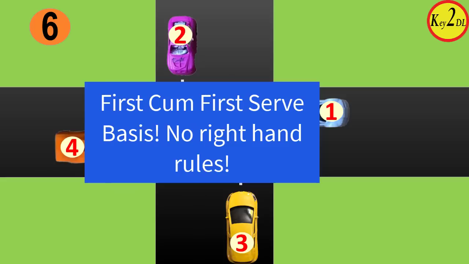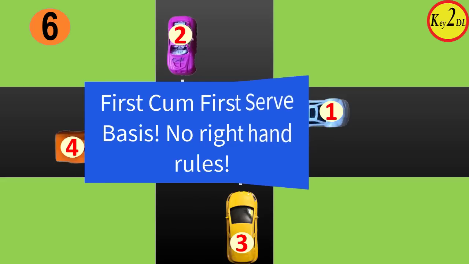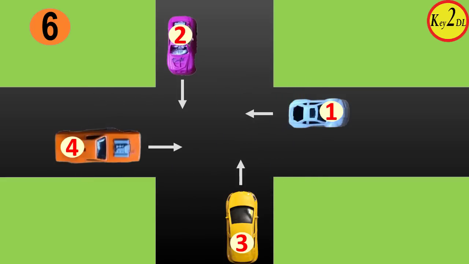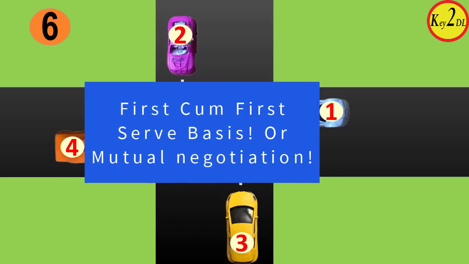But in practical situations, a little bit different types of situations arise. Some people have more confidence, then they go first. But theoretically, the car which comes to the junction first should be allowed to go first. Otherwise they mutually negotiate with each other.